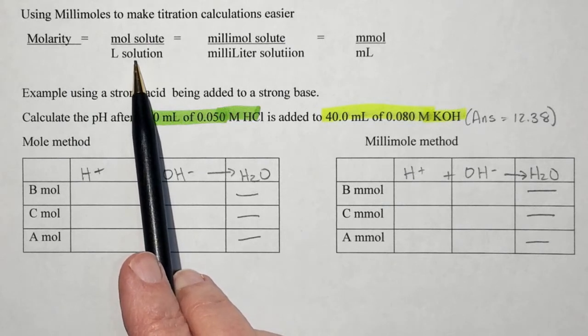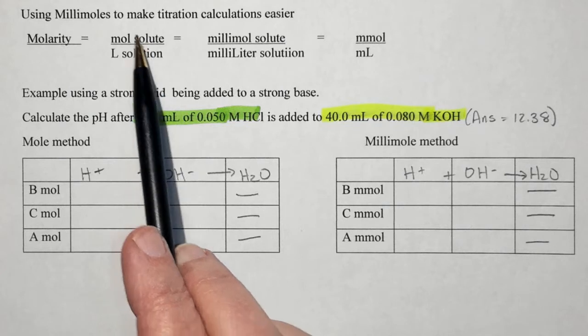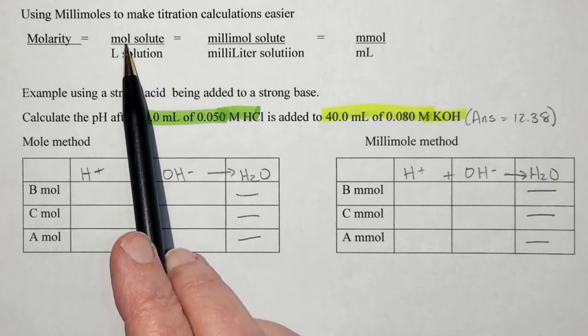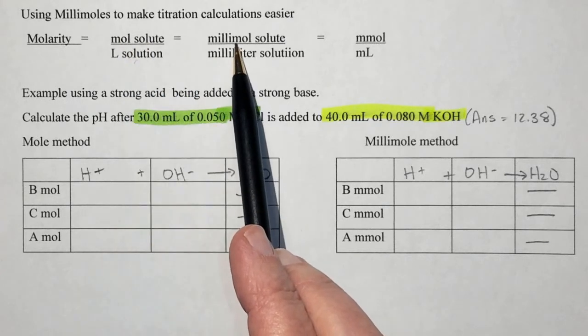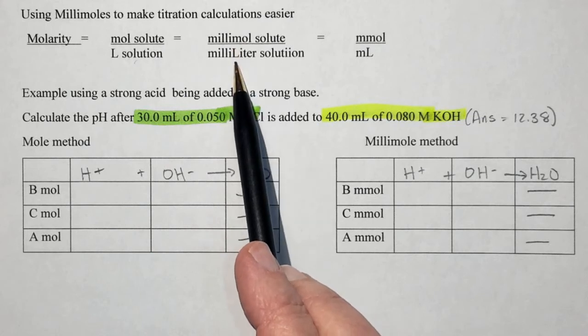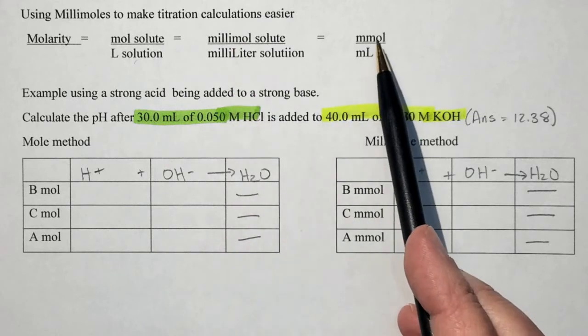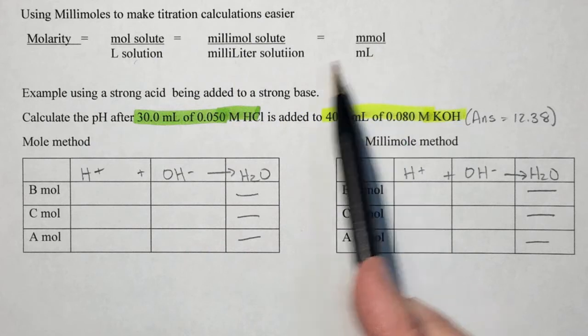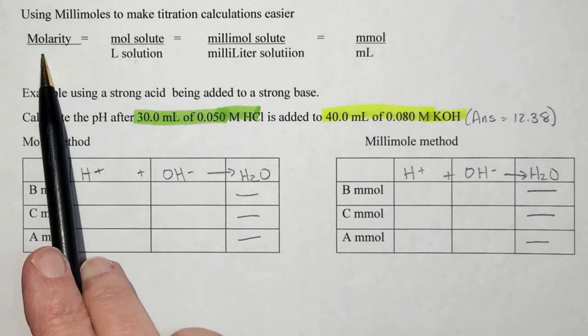Well, we will get the exact same value if we divide both the top and the bottom by 1,000, which is what we have here. Millimole of solute over milliliter of solution is equal to millimole over milliliter, which is the same as molarity.